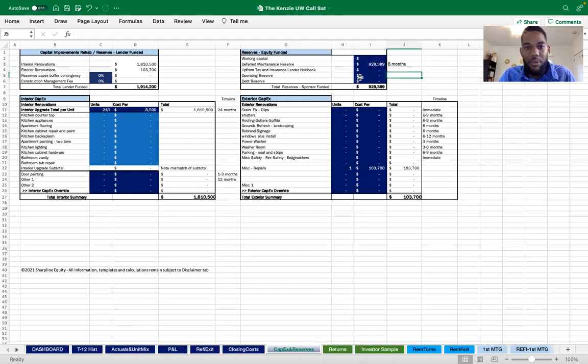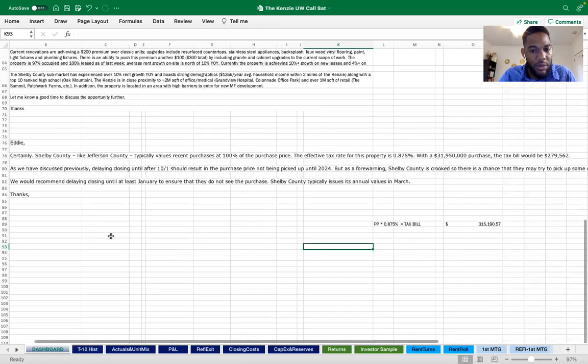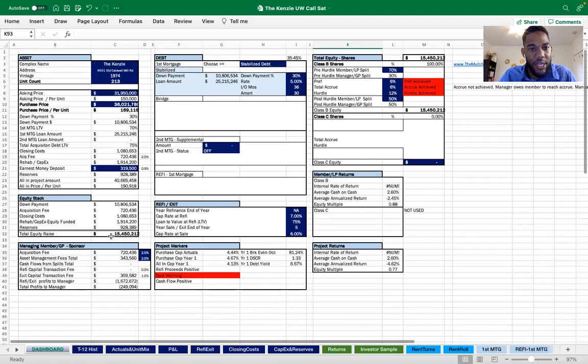And we'll just leave this how it is, because that's a substantial number. Let's see if we even pencil in where we're at right now with that. So let's go back to the dashboard and see where we're shaking out. So we're in the negative, guys. So this is the returns here.